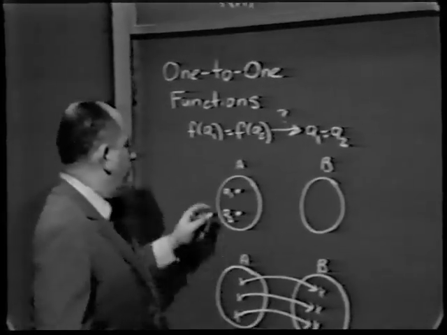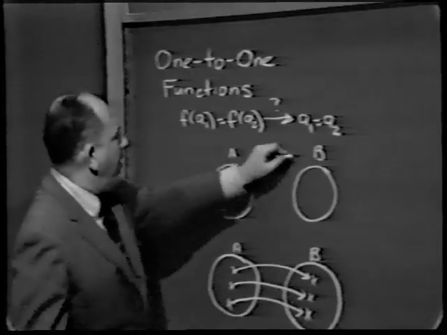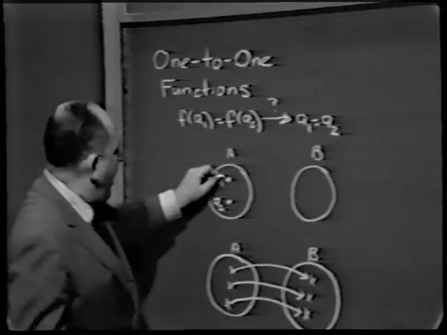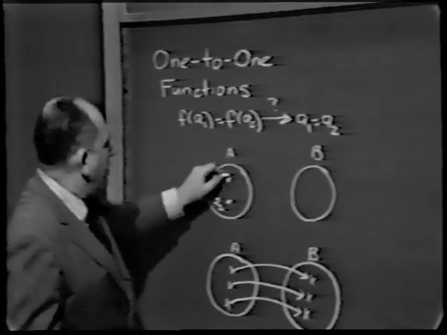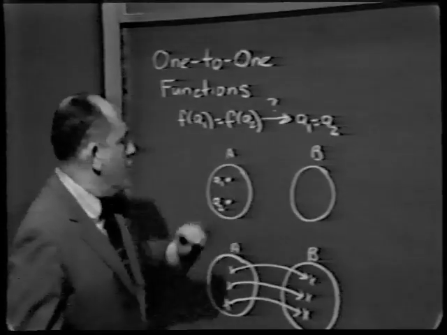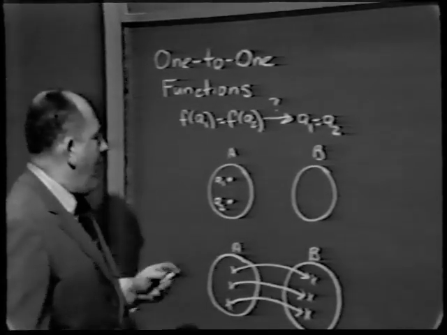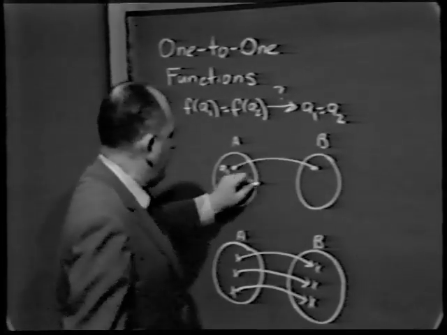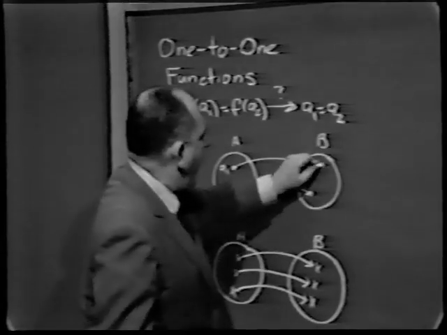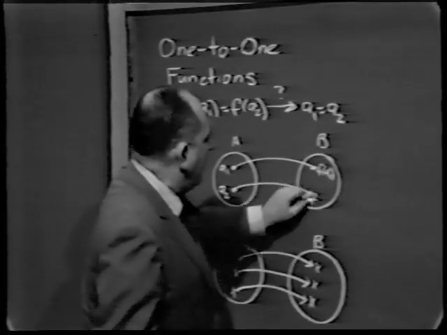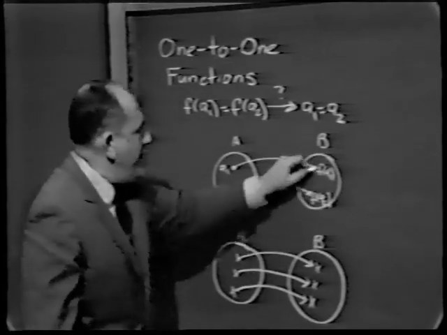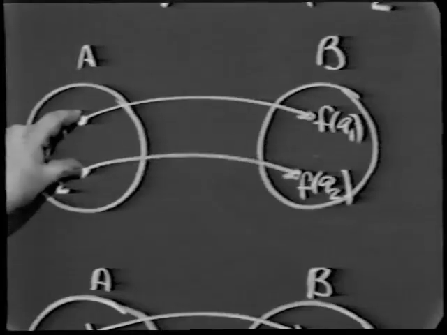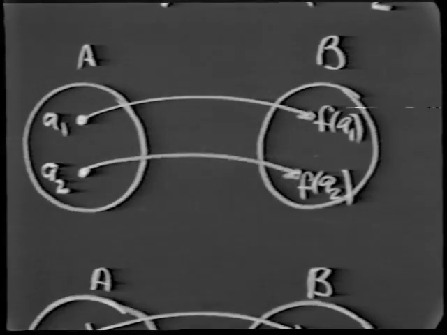See, for example, let's suppose I have a function f defined on my set A. The question is, f maps A1 into a particular element of B, and it maps A2 into a particular element of B. Now, there are two possibilities that can happen. One is that f of A1 and f of A2 will be different elements of B. In other words, two distinct elements of A will have distinct images in B.